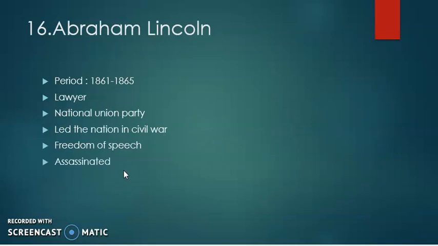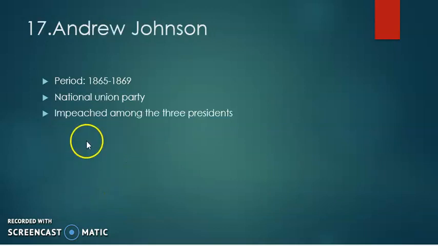Abraham Lincoln is the 16th president of USA, and he ruled the country from 1861 to 1865, and he was a liar, and he was from the National Union Party, and he led the nation in the Civil War, and he was a great protagonist of freedom of speech, and later on he was assassinated.